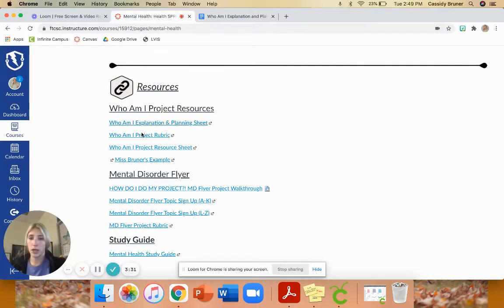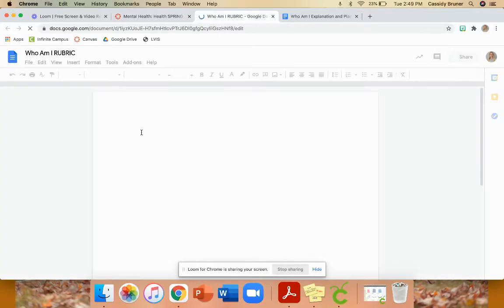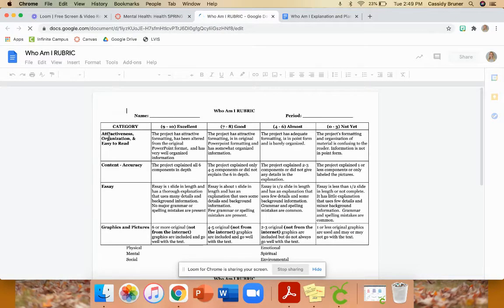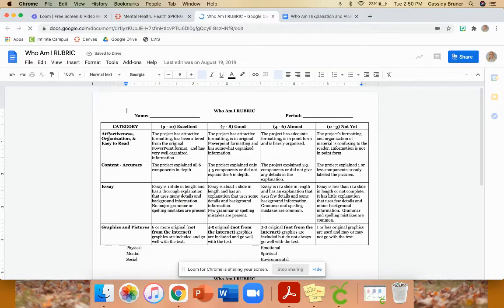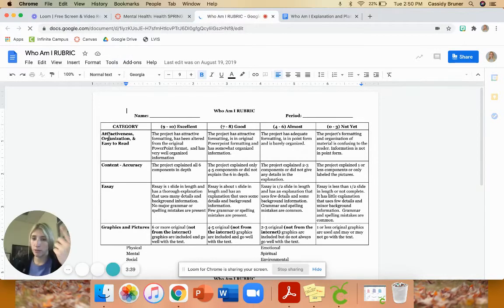The second part is the rubric, so how you'll be graded. First one's pretty easy to get 10 points on. Is it attractive? Is it organized? And is it easy to read? Notice here it says it has been changed from the original formatting. That just basically means you don't open Google Slides and say, okay, there we go. You need to make sure you're changing something to make it look a little bit nicer.